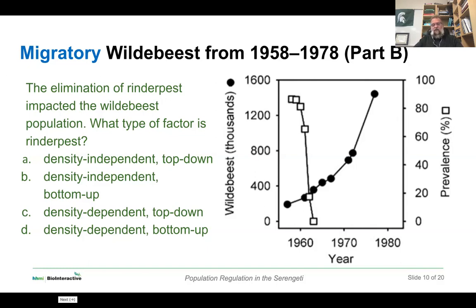So is a virus coming from the bottom up, or is it coming top down? Was the virus affecting the food supply? No, it's not affecting the food supply. These are herbivores. This virus is not killing the plant, the food source. This virus is directly killing the wildebeest. That means it's somewhat like a predator. I know it's a little weird to think of viruses as a predator, but it's somewhat like a predator. So C would be the correct answer. It's density dependent, and it's top-down control. That's what's going on with the rinderpest virus with the migratory wildebeest.